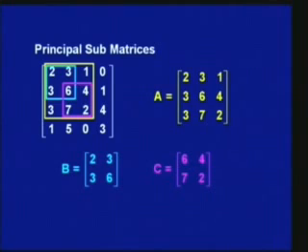In a special case, a matrix itself is a submatrix. So 2, 3, 1, 0, 3, 6, 4, 1, 3, 7, 2, 4, 1, 5, 0, 3 is a 4 by 4 submatrix of itself.